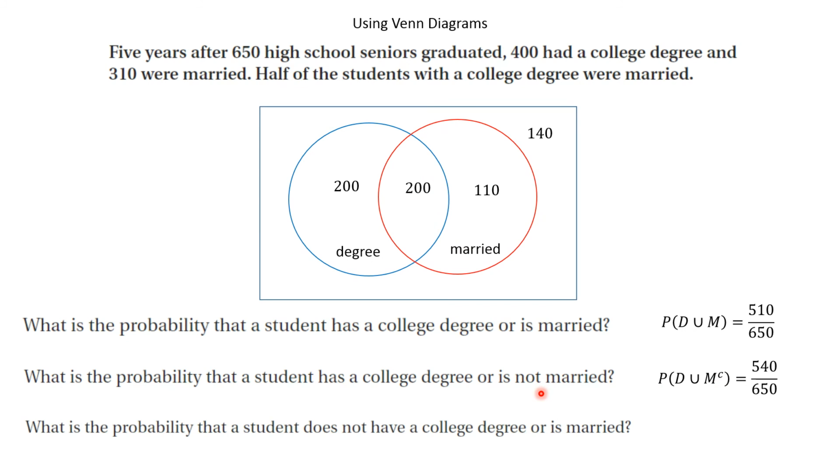All right, one more. What's the probability that a student does not have a college degree or is married? So we need everything outside of the blue circle, which would be this 140 plus 110, or they're married. So anything inside the red circle, we already got the 110, but we can add the 200. And so we have 200 plus 110 plus 140 gives us 450 over 650, which, again, these can be reduced. And so having this Venn diagram as an organizational piece makes these problems much easier. And notice, once I had it set up, these ones we just had to figure out which numbers we add together, and we're done.